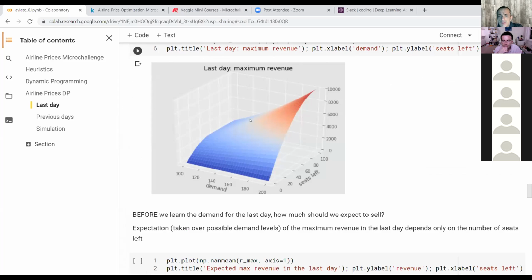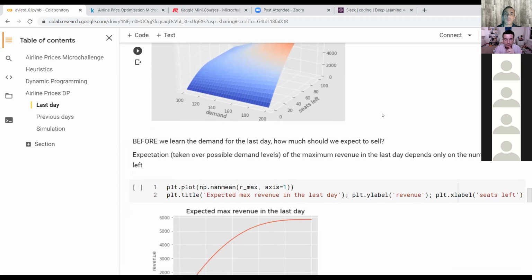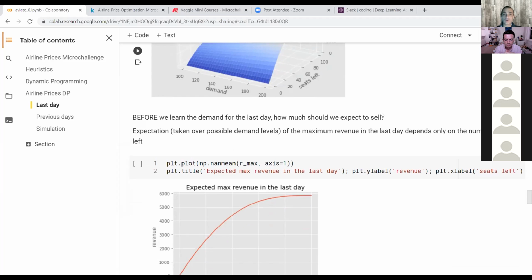But basically, this is the last day: we learn the demand, we know the amount of seats, and we choose the optimal price to get this much revenue. That's pretty simple. Now the question is, before we learn the demand for that day, talking about the expectation, looking from 2 days before, we don't know the demand on the last day. So what should we do? 2 days before, we only know how many seats we have left for the last day. How should we go about the maximization of the total objective?